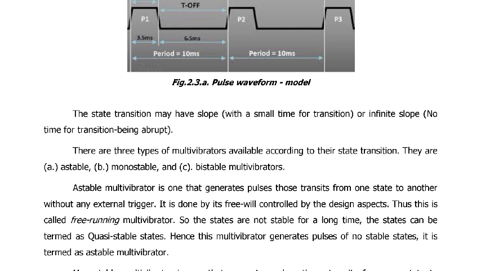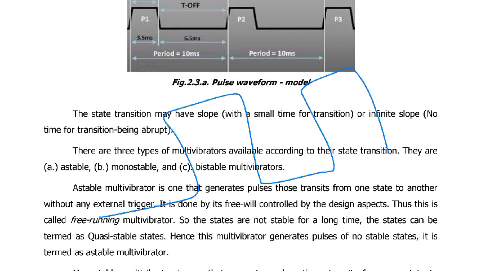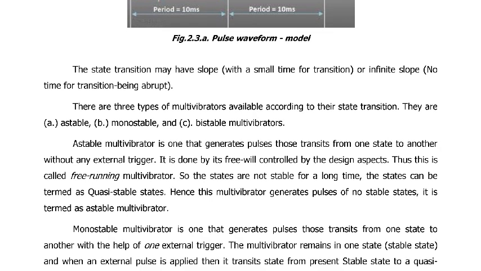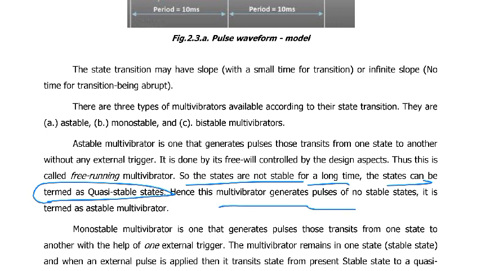Both states are quasi states. There is no stable state for a long time. A quasi state means an unstable state. Hence a multivibrator that generates pulses with no stable state is termed astable. That's why the name is astable.